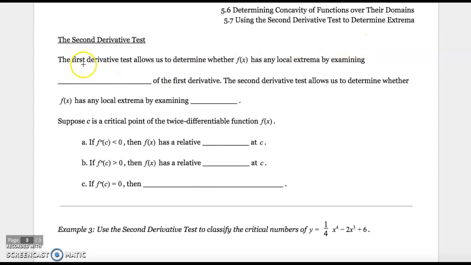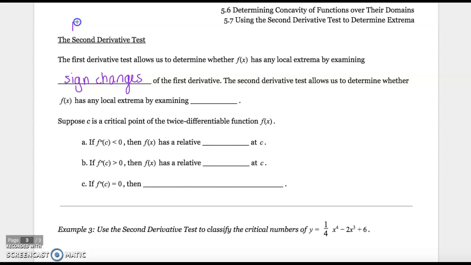While we've already learned a test that does that, the first derivative test, it allows us to determine whether your original function has local extrema by examining the sign changes of the first derivative. But sometimes we aren't given enough information about our original function or our first derivative to determine local minimum and maximum points this way. And so we have another test that also allows us to do this.